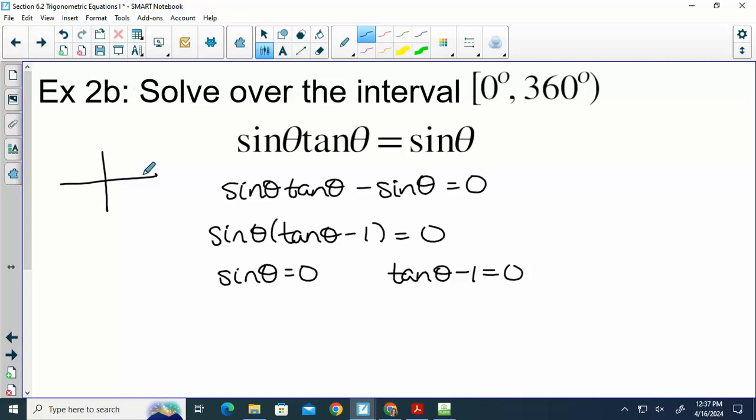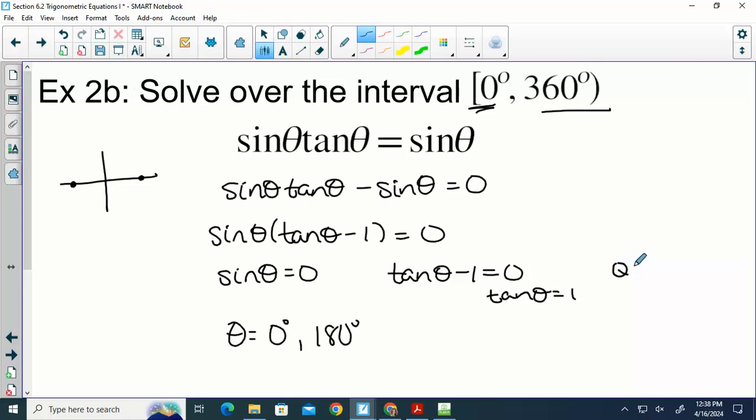If you think about your unit circle, sine is 0 at 0 degrees and 180 degrees, and 360. But 360 is the same as 0. So on this, because I put the bracket on 0 and parentheses on 360, although the same, we'll list it as the 0. This one says tangent is equal to 1.